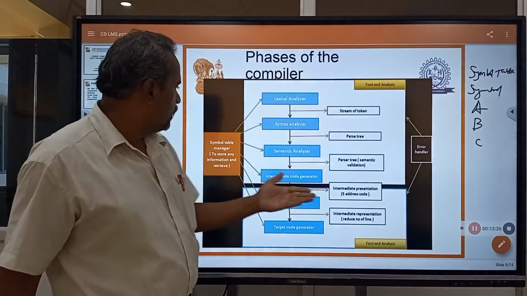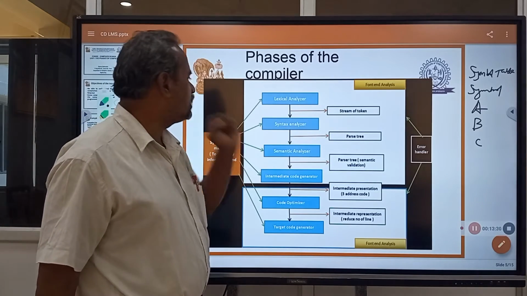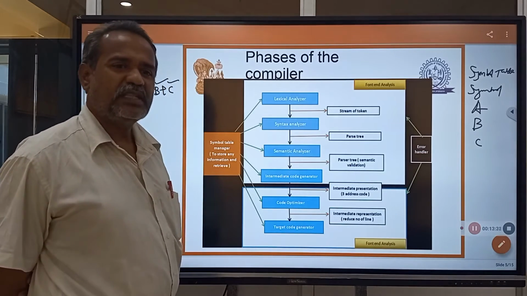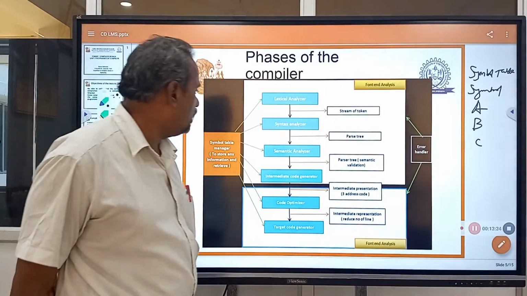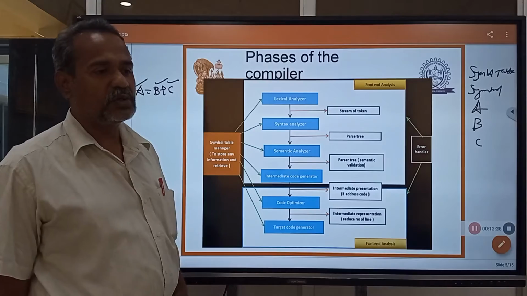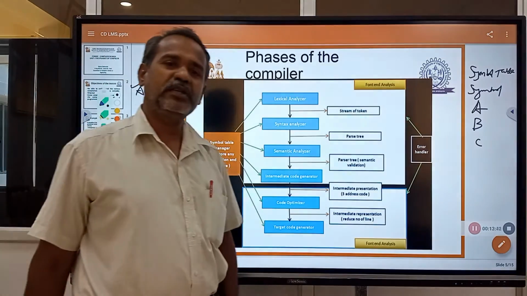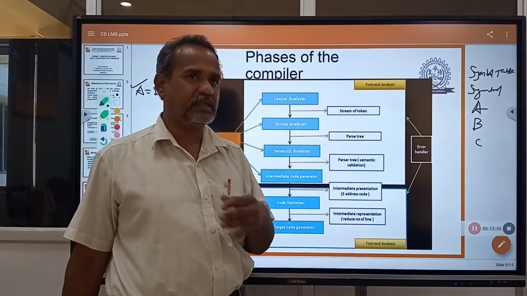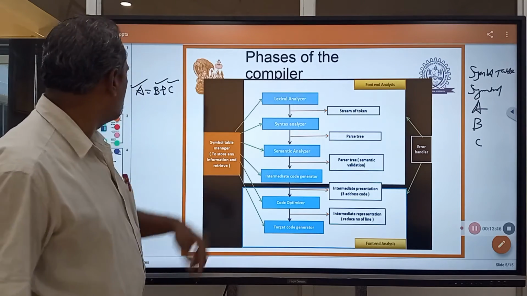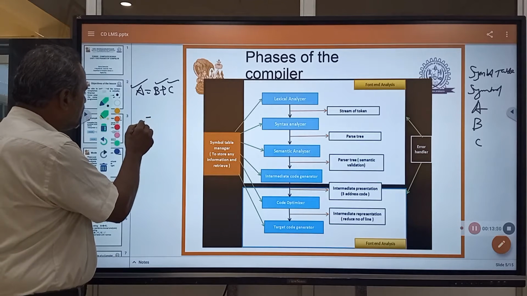Got it? Now the tokens will be given to the syntax analyzer. The syntax analyzer needs to generate a parser tree, because only with the help of the parser tree is it going to generate a grammar. The grammars are of two types; we will discuss them in the coming session. Now, A equal to B plus C.